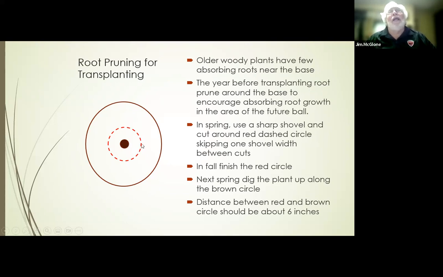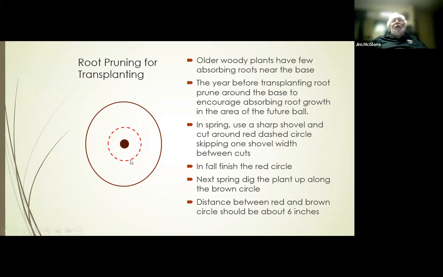And what you want to do is in the spring, go around this, and that's why it's a dotted line. Generally what you can do is you drive your shovel into the ground, and it should be nice and sharp. And then you skip a width of the shovel and do it again, and skip a width and do it again until you go all the way around the tree. And what you're doing there, and this is why it's important that you have a sharp shovel, is you're cutting all of the roots that might be sticking out from here. And that is forcing them to start growing new roots in the portion that's still attached to the plant.